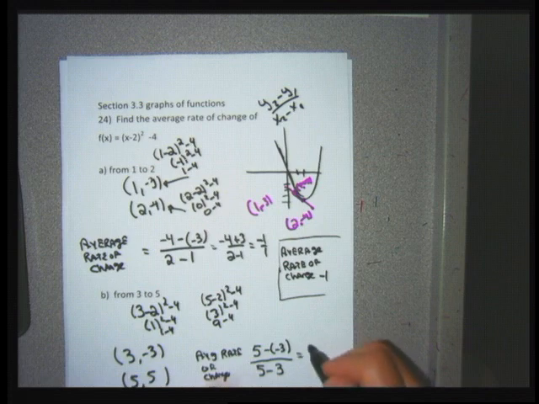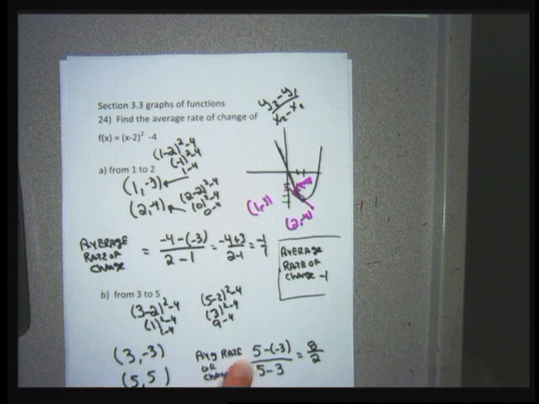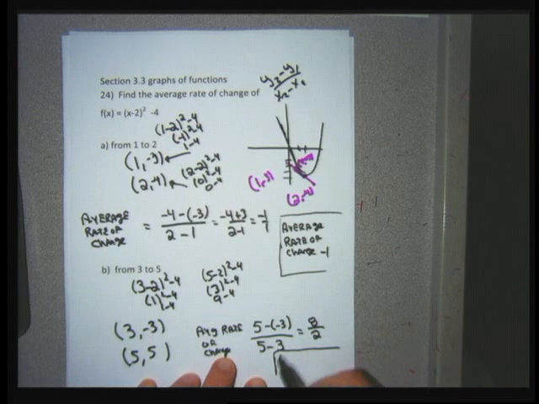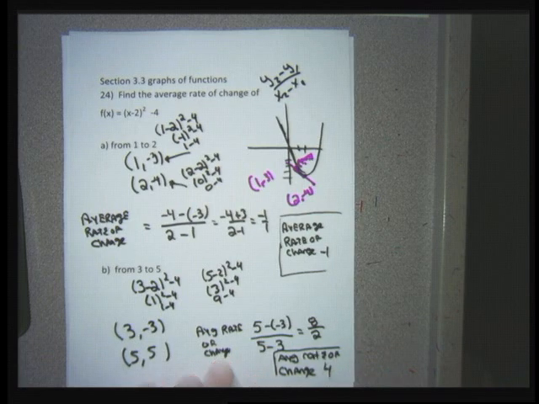The double negative in the numerator makes it 5 plus 3, which is 8. I get 8 over 2, and the average rate of change is going to be 4. So the answer to part B, the average rate of change, is just 4. I'll do 26 without graphing.